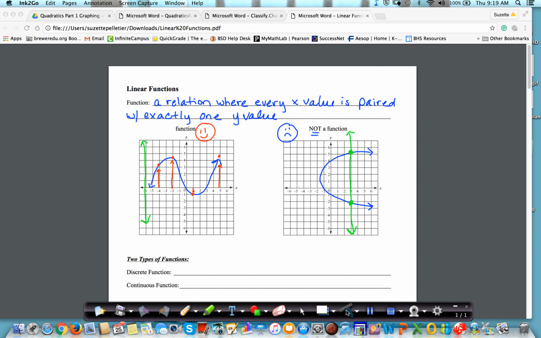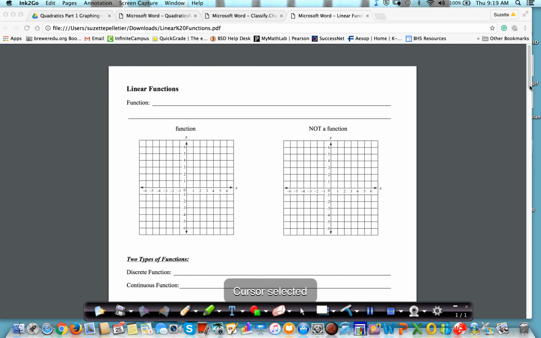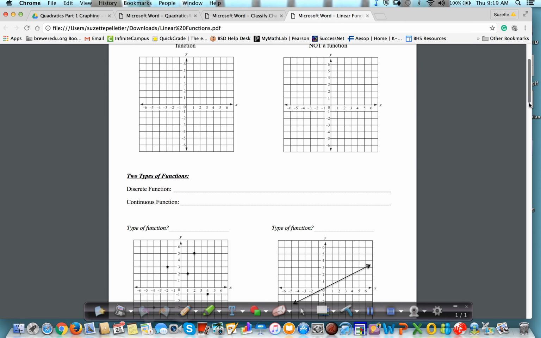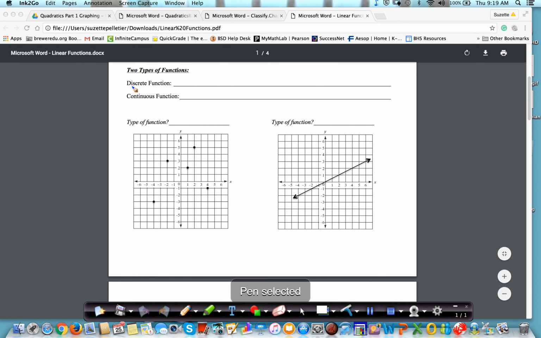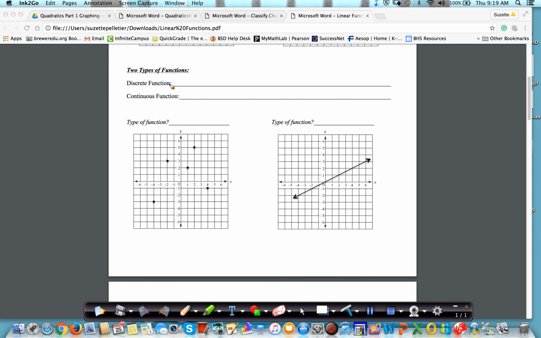There are two types of functions. You'll certainly learn a lot more about these as you get into things like pre-calculus and calculus, but there are two kinds of basic functions. The first is a discrete function, which is a function that is a collection of isolated points.